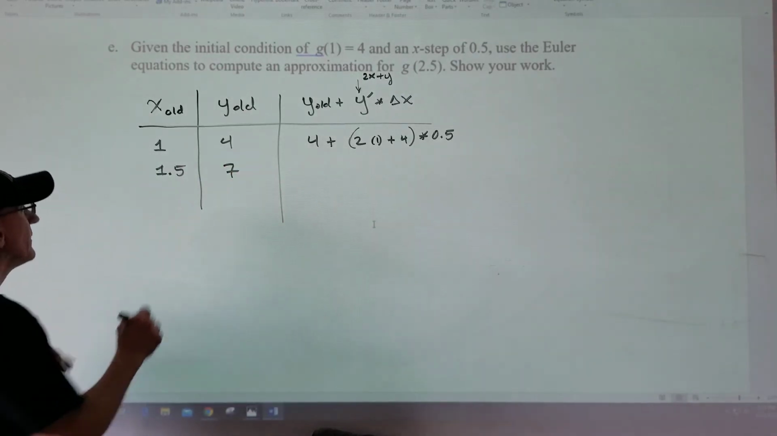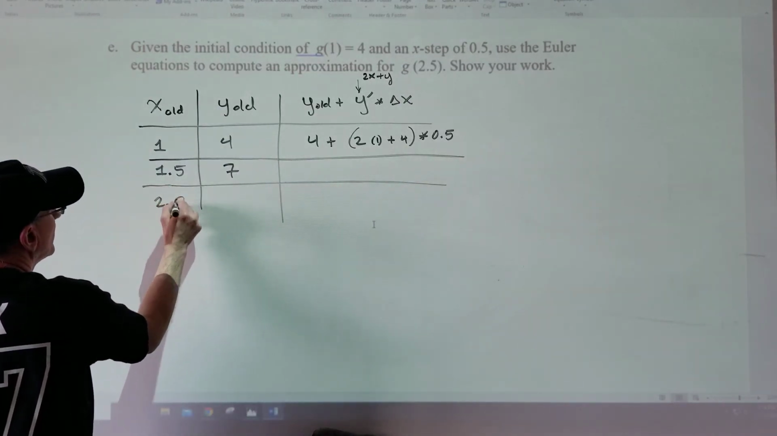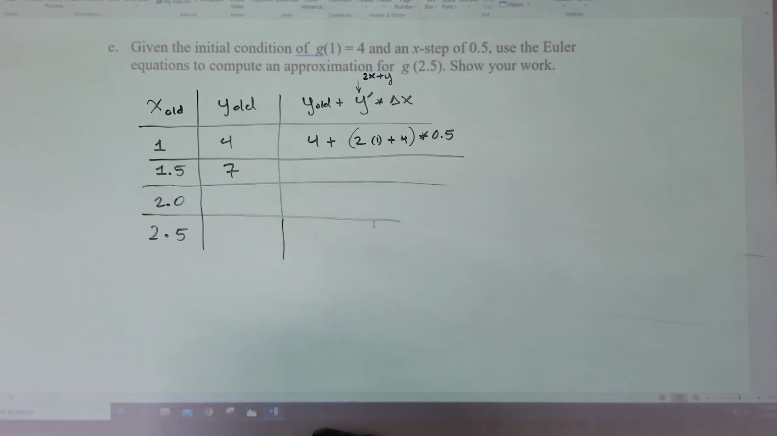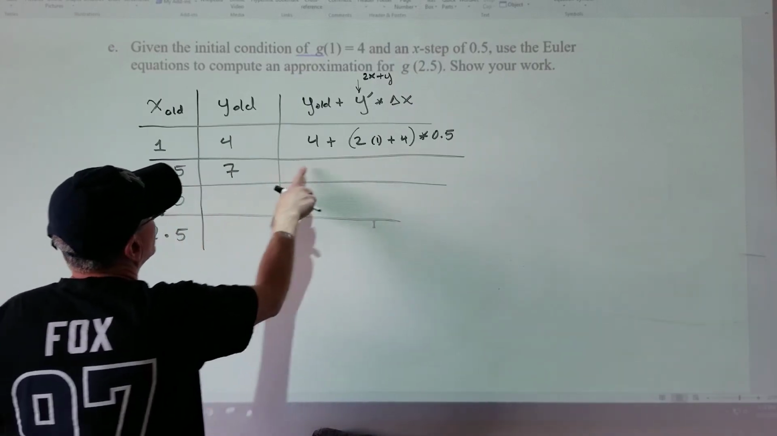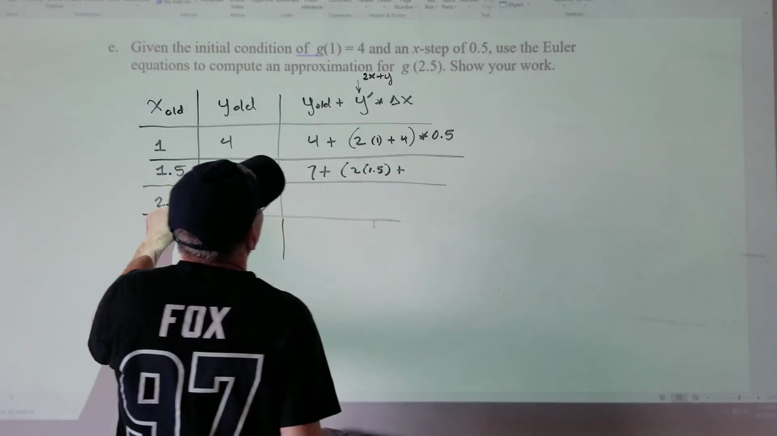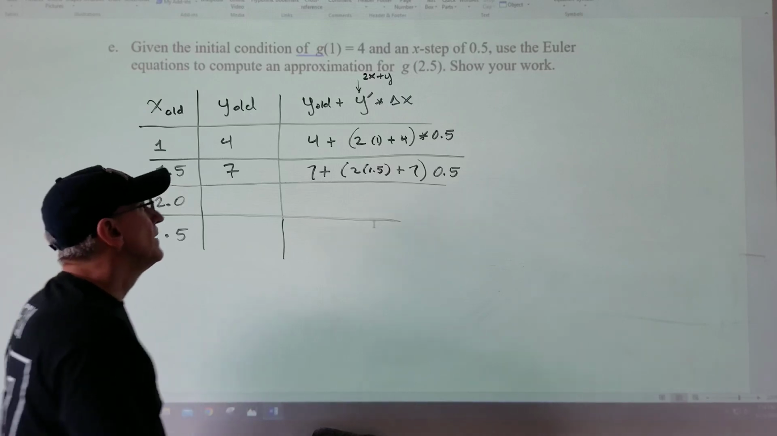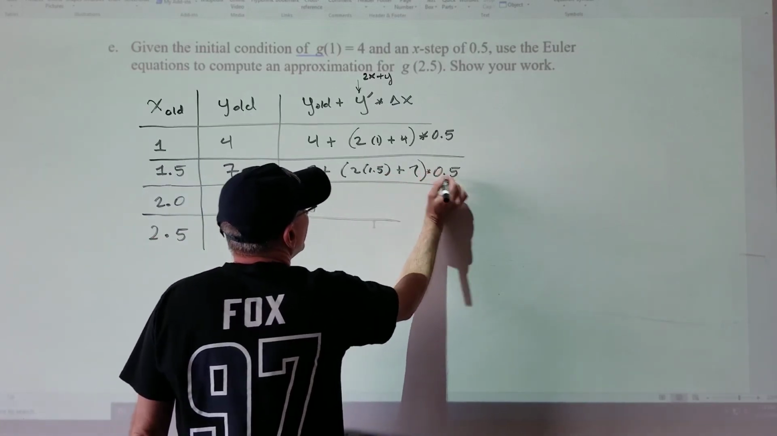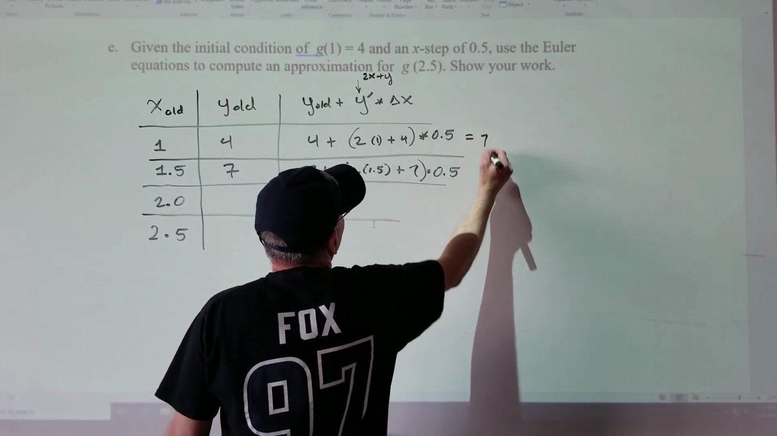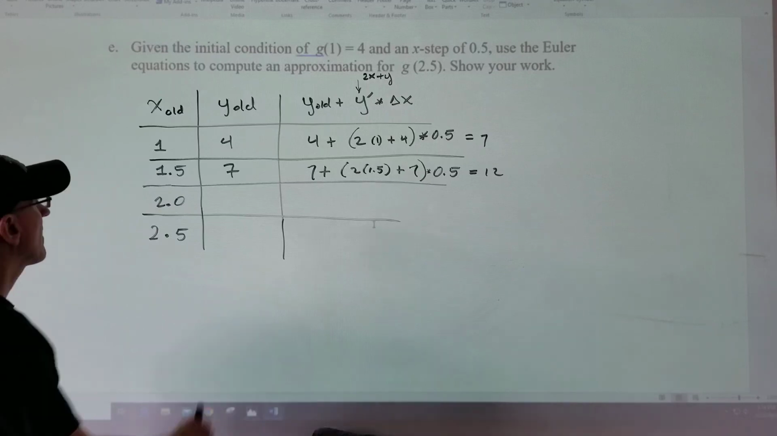Okay, well, we have to go farther this time. They want us to move on from 1.5 to 2 and from 2 to 2.5. And hopefully the math won't be too hard. How do you get a new y to bring down here? The answer is you take this old y. It's 2 times the old x plus y, which is 7, times 0.5. 2 times 1.5 is 3 plus 7 is 10. Half of 10 is 5 plus 7 is 12. So this one was 7. This one's 12. Let's do it again.